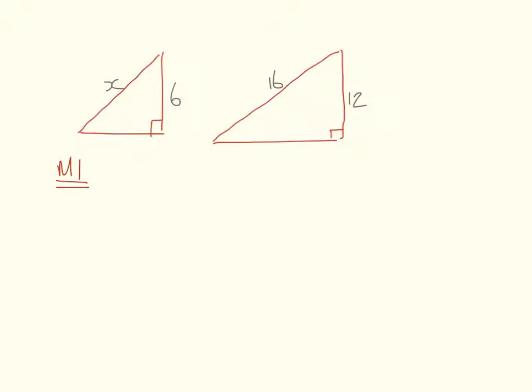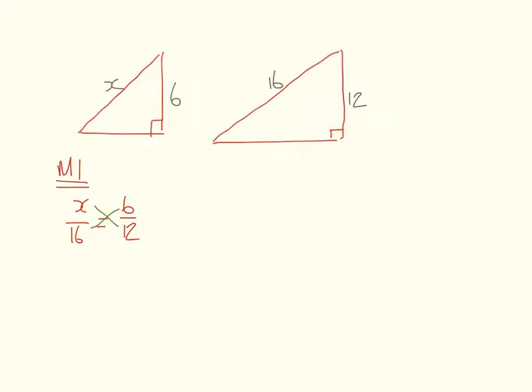Using what I've shown you just now, I can say x over 16 is equal to 6 over 12. I have chosen to go from the smaller triangle to the bigger one, so x over its corresponding side 16 is equal to 6 over its corresponding side 12. We're trying to find the length of x. Now, once I've got two fractions on either side of an equal sign, I can cross multiply to find x.